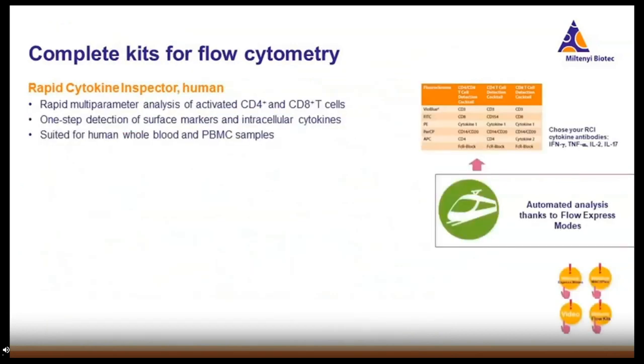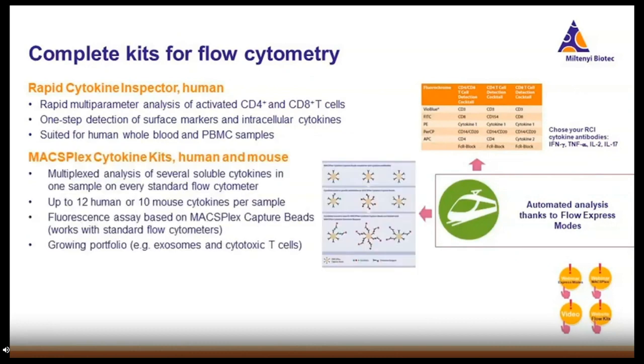So we do not only have the recombinant REAffinity antibodies or the SARS-CoV-2 T Cell Analysis Kit, but we also have other really convenient, ready-to-use flow analysis kits. For example, the Rapid Cytokine Inspector kits, which are also true all-in-one kits that allow a rapid multi-parameter analysis of both activated CD4 positive and CD8 positive T cells through a combination of extracellular staining and intracellular staining of various cytokines.